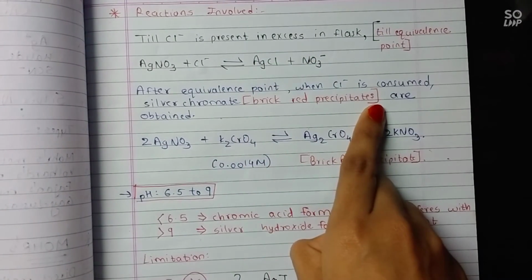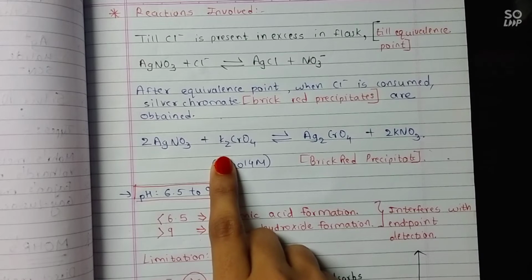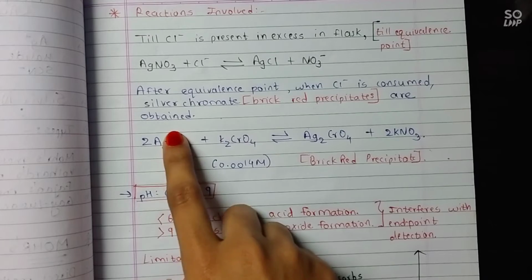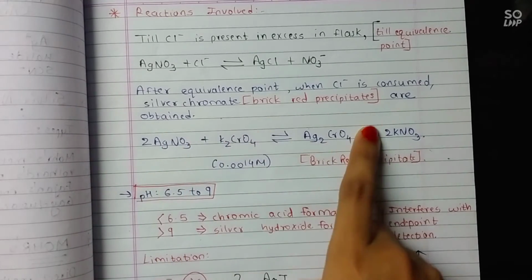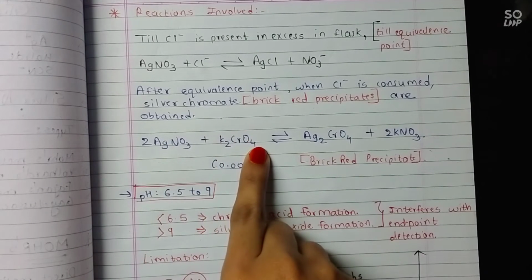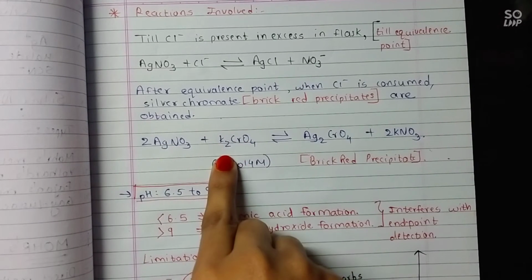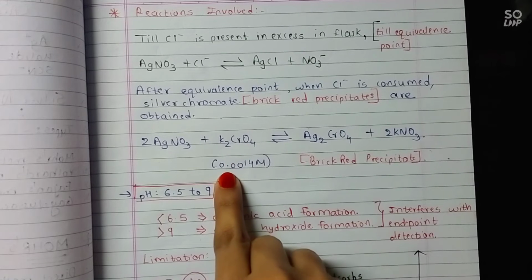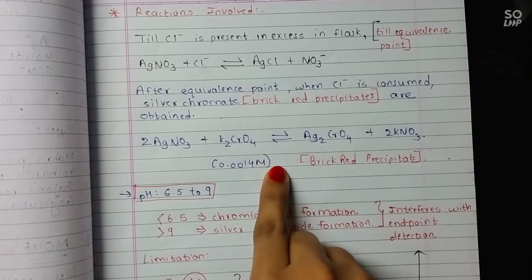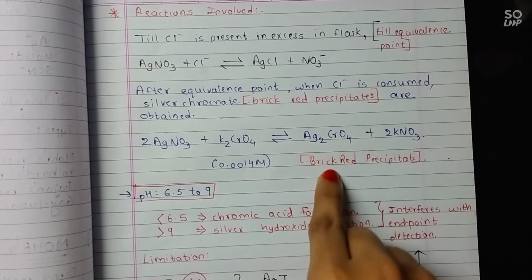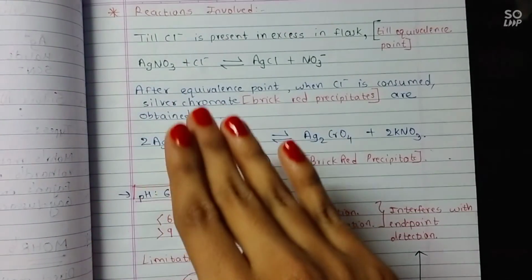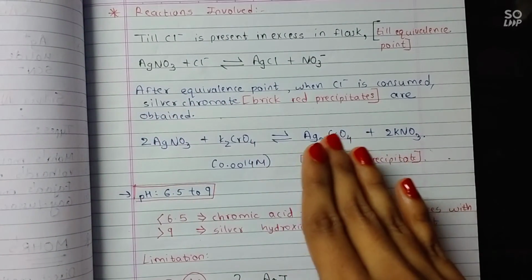After the equivalence point is achieved, chloride will be consumed. Now we have what? Silver chromate will be formed from the reaction of the silver nitrate with this indicator. Here the concentration of indicator used is 0.0014 molar, and the brick red precipitate determines the endpoint of this reaction. However, this Mohr's method has certain limitations.